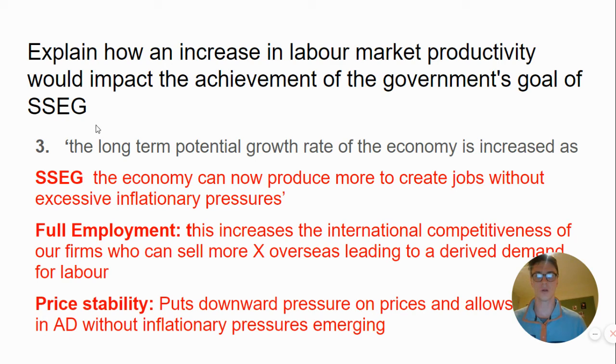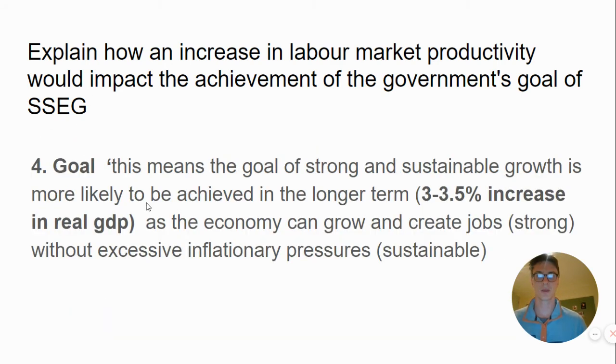So you've got to think, what goal am I trying to get to? We're doing strong and sustainable growth. And finally, we bring it all back to the goal. So in this case, it means the goal of strong and sustainable growth is more likely to be achieved. Remember, if the aggregate supply curve shifts to the right, you're always going to be more likely to achieve your goal in the long term.